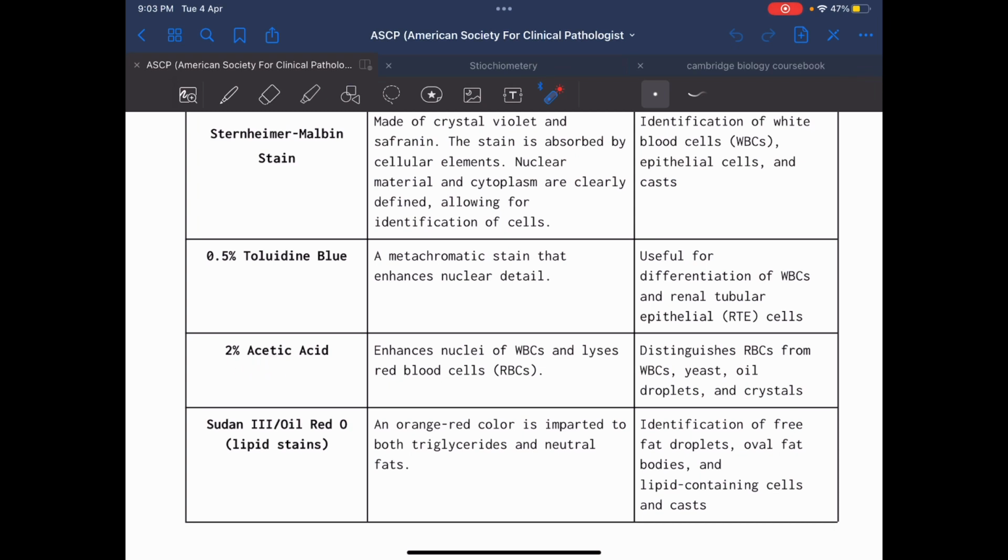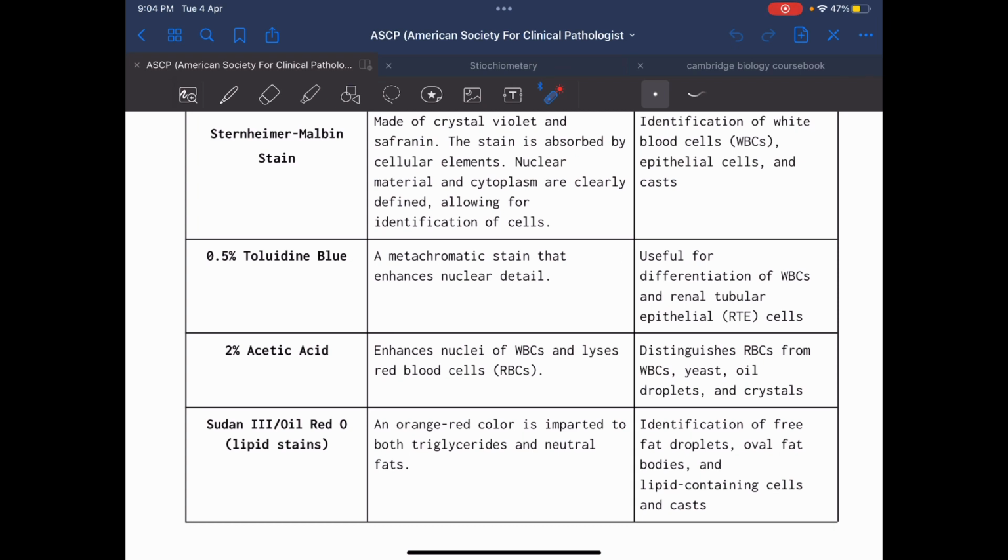It enhances the nuclei of white blood cells, make the nuclei of white blood cells more clear, and lyses the red blood cells. So it is used to distinguish RBCs from white blood cells, yeast, oil droplets, and crystals.